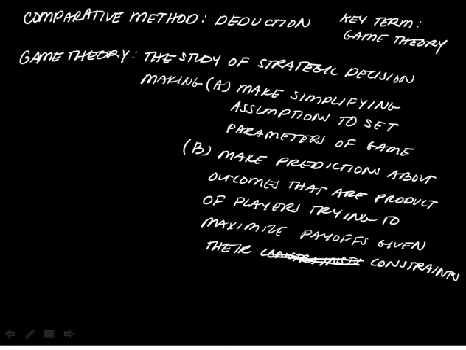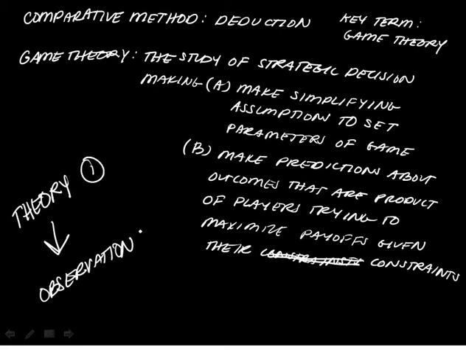Comparative method with deduction. Most broadly, we start with theory and we move to observation. And this is in direct contrast to the comparative method using induction, where we start with observation and then we craft our theory. So theory first, observation second.